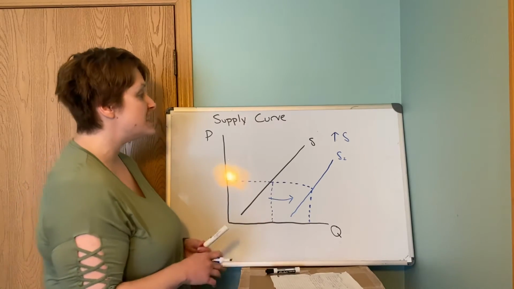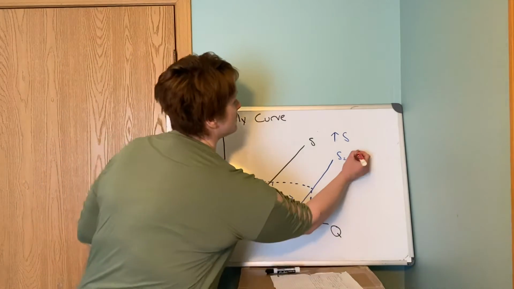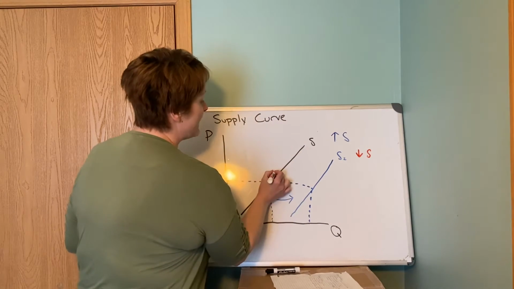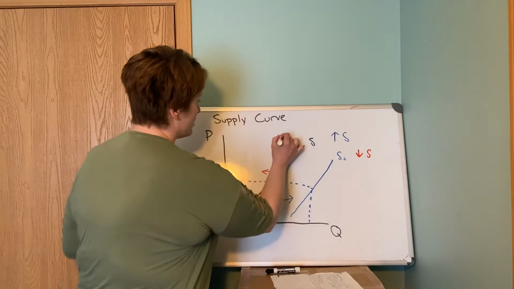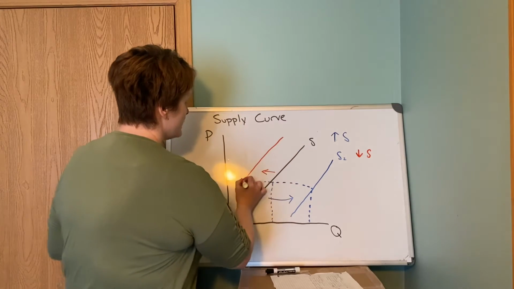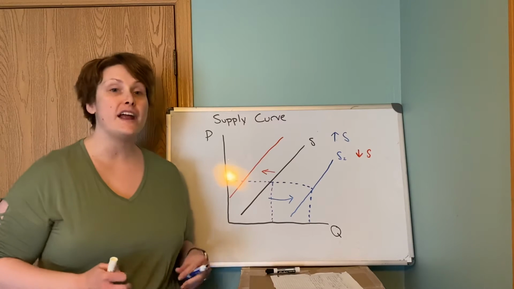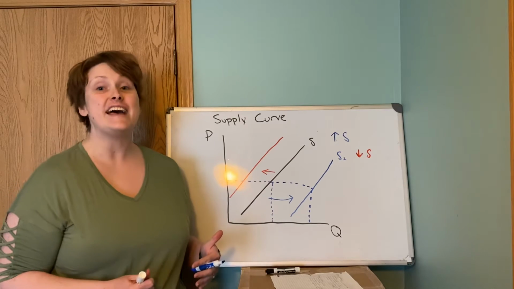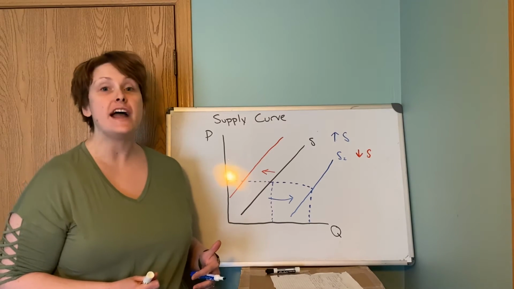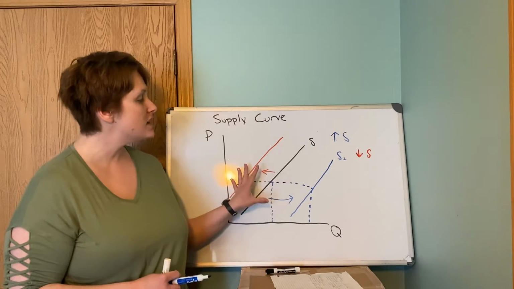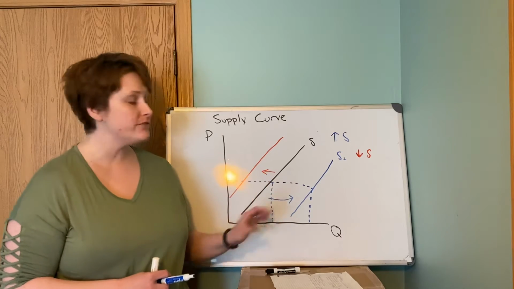We can also see a decrease in supply, which is going to be a leftward shift of our curve. So at the same quantity, suppliers now require a higher price, and at the same price, suppliers now want to supply less. So this is the mechanics of our basic supply graph.